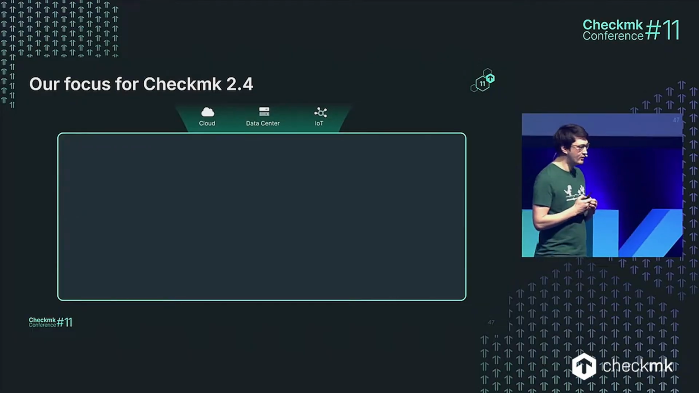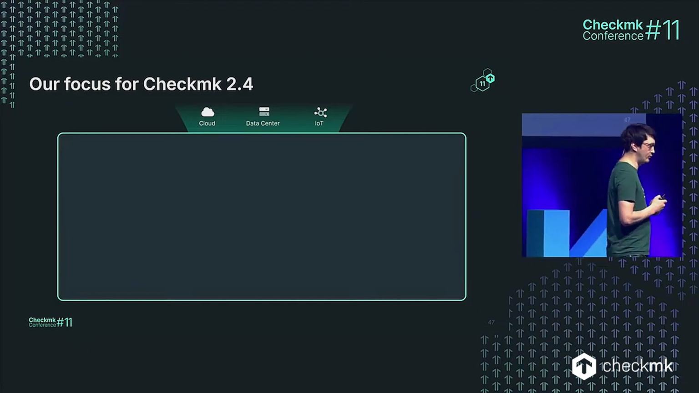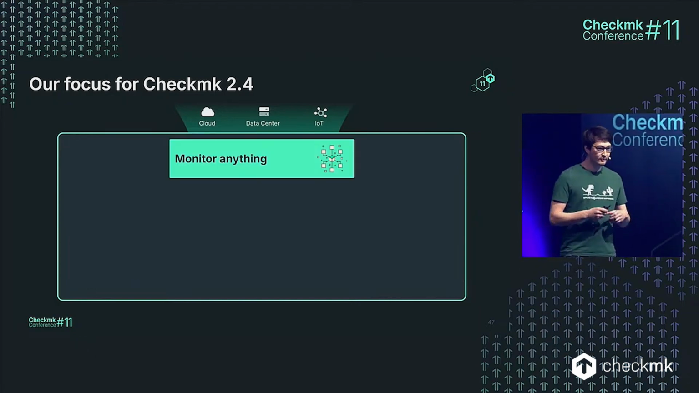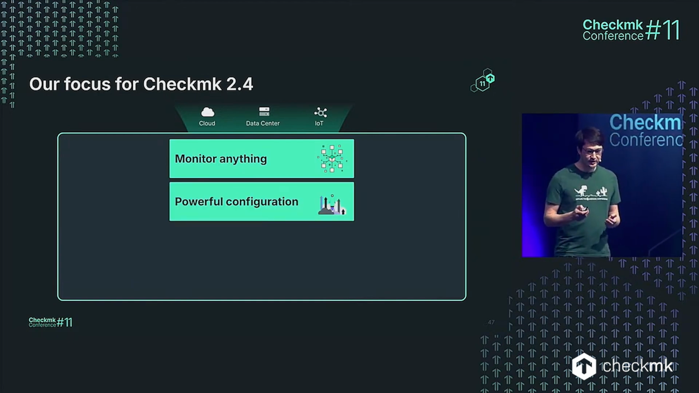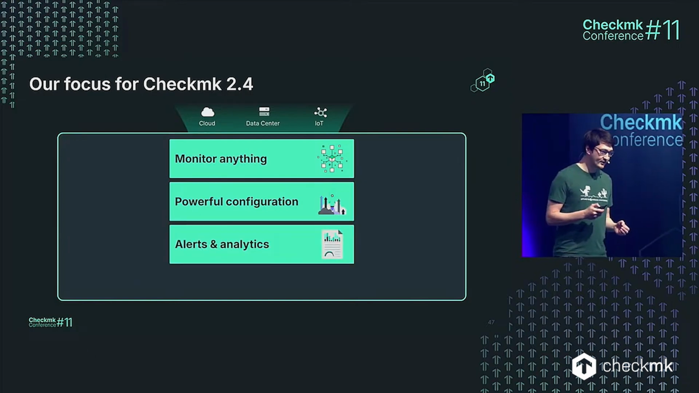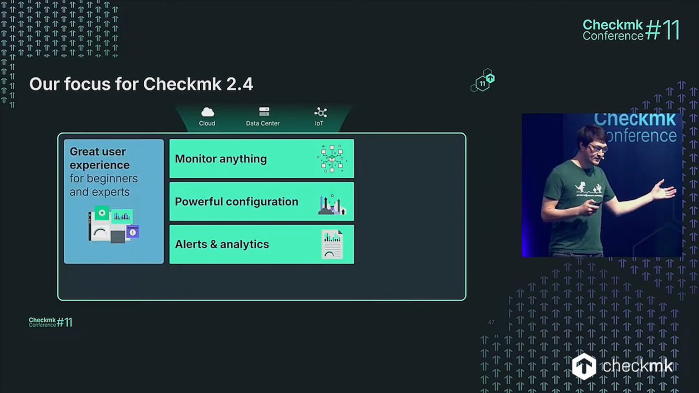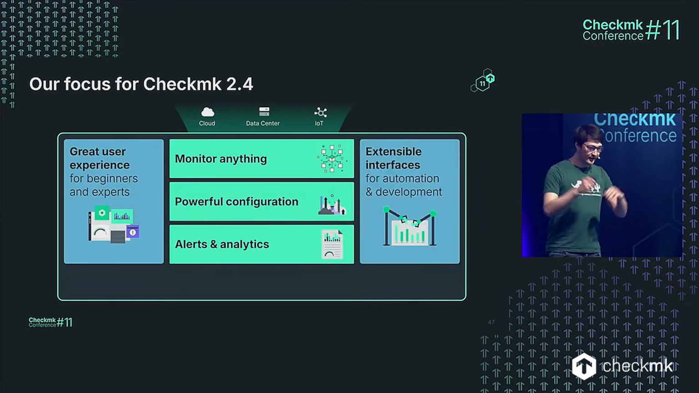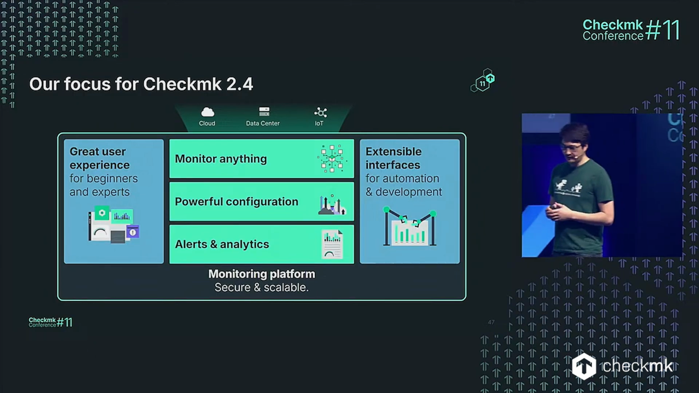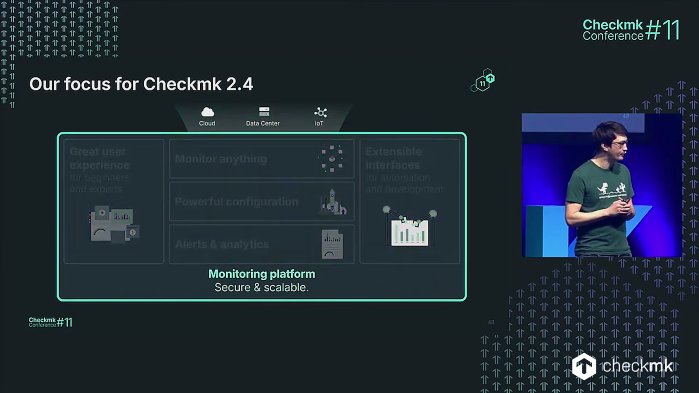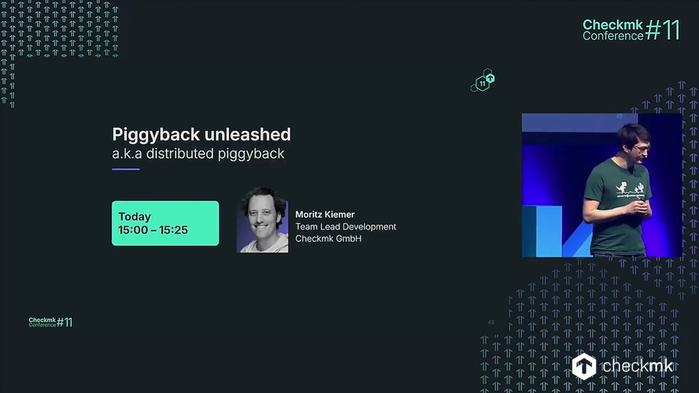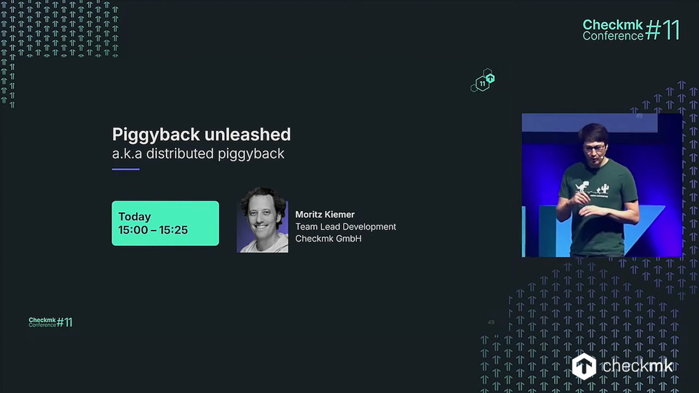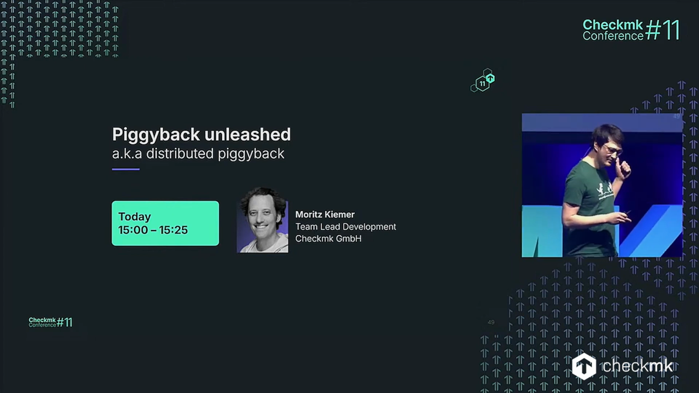to describe what is important for us and what did we try to achieve with Checkmk 2.4 and what did we focus on. And that is, on the one hand side, we want to be able to monitor anything. Then, with a powerful configuration, the ability to alert and analyze data, supported by a great user experience and extensible interfaces, running on a scalable and secure platform. And what we talked about mostly was this platform now. But there's more to that than what we already showed. And we'll start in the afternoon with Moritz. We'll talk about Piggyback. And if you have no idea what Piggyback is about and what distributed Piggyback means, please listen to his talk later on.